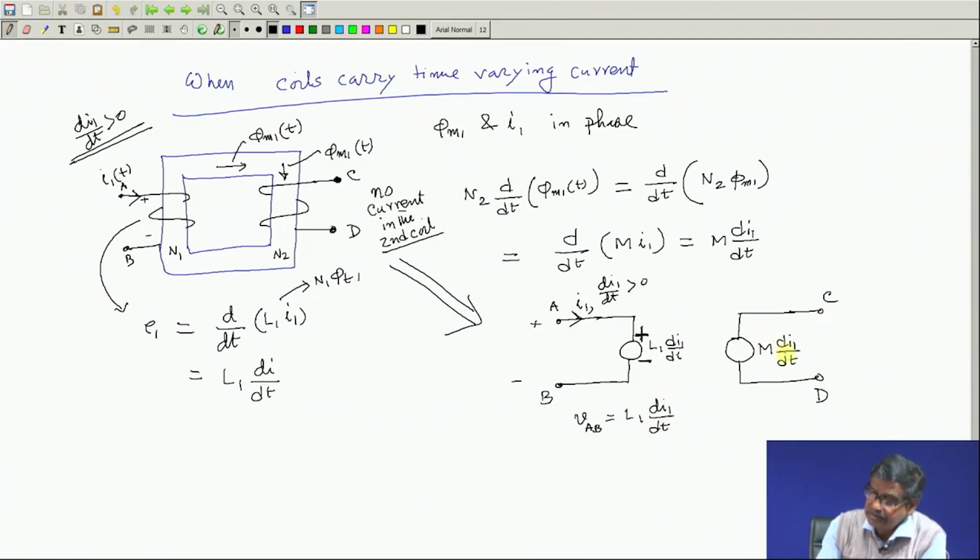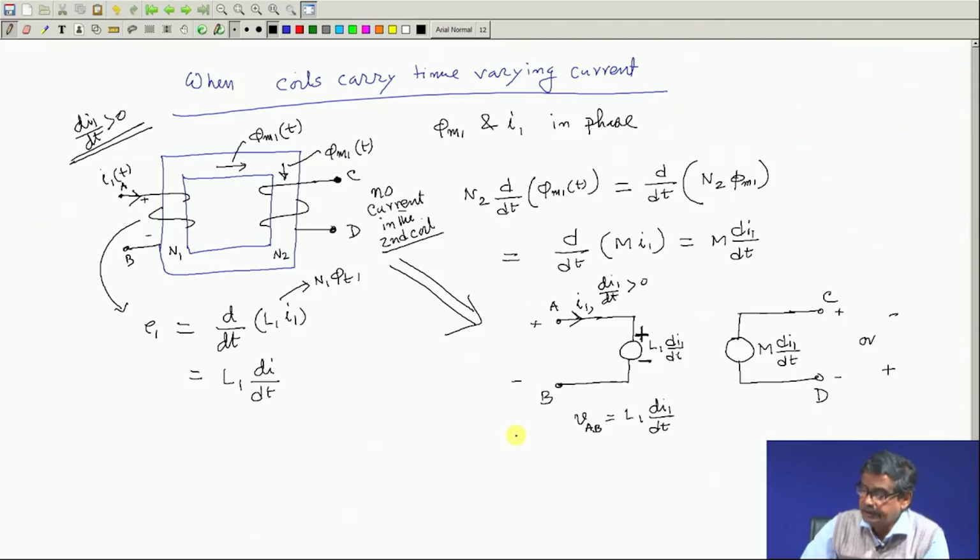Similarly, here the voltage is M dI/dt. Now, what should be the polarity assigned to C and D? There are only two possibilities: either C is plus and D is minus, or this is minus and this is plus. One of them is correct. At the instant when A is plus and B is minus, we ask ourselves whether C is plus and D is minus, or C is minus and D is plus. That is what we have to decide upon.